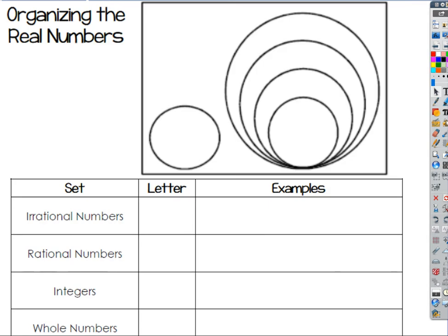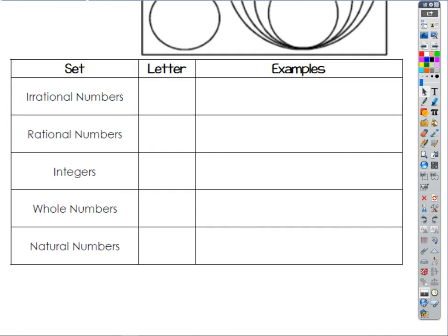Let's just do a quick review of what we talked about yesterday. So the subsets of the set of real numbers. Let's go down and just add some examples here. You can define these for me. So the letters we apply are this. Capital R represents the set of all real numbers, but we're looking at the subsets.